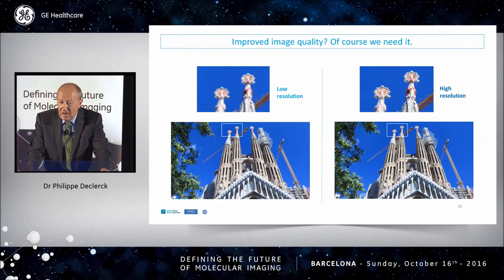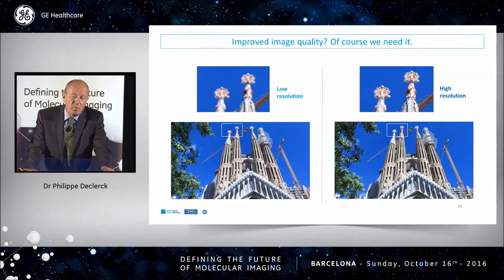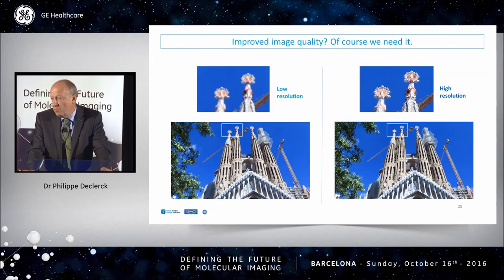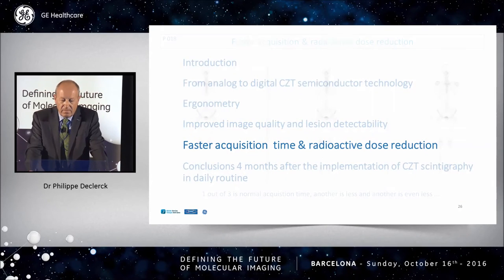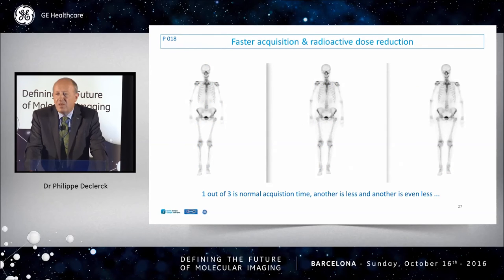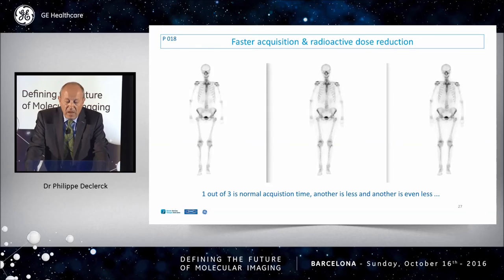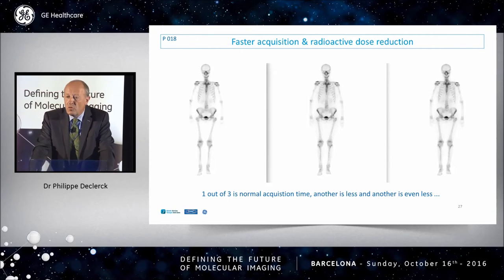It's like everything in daily life. When you buy a new television, you will now buy a high-definition television. If you buy a new photo camera, you will buy a high-definition camera with more pixels. And that's like the picture I made yesterday, both in the same place, one in low resolution and the other one in high resolution, and I think this explains everything. So we have better image quality, but as explained by my colleague, we also can reduce the dose or work faster.